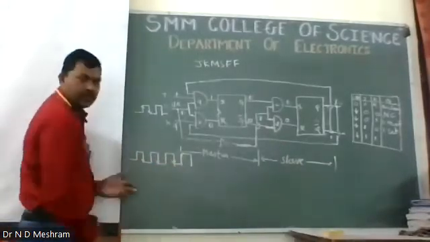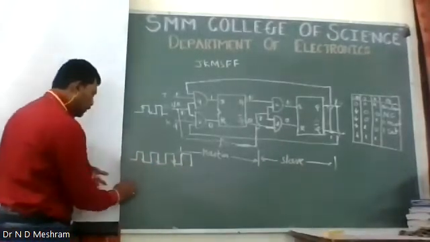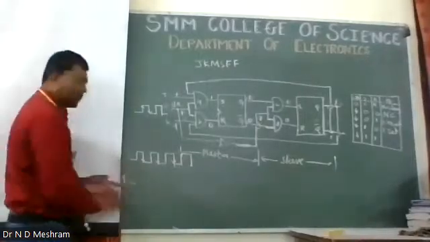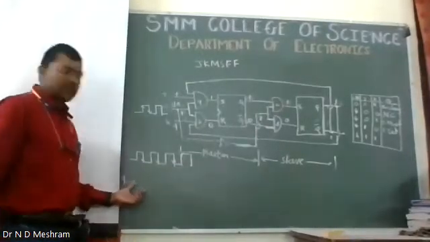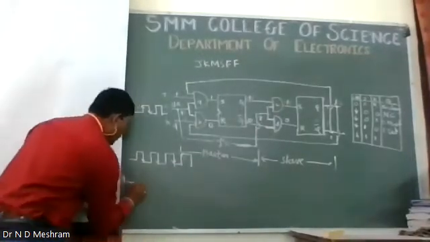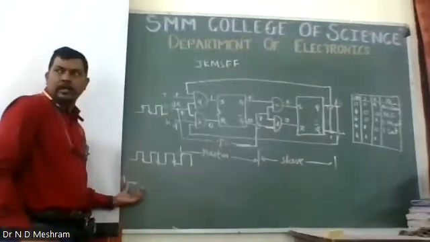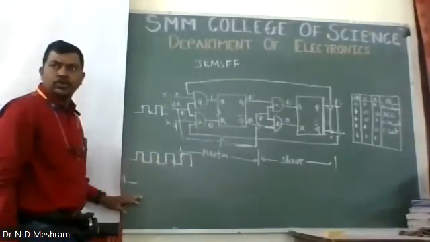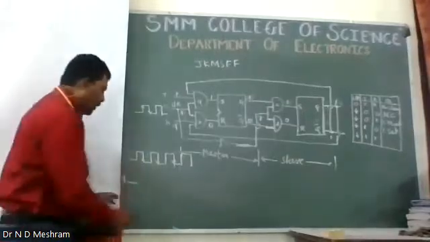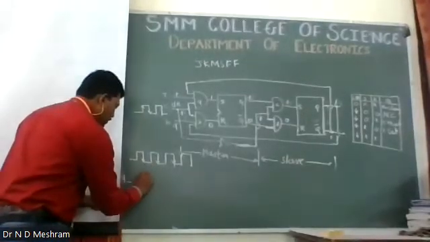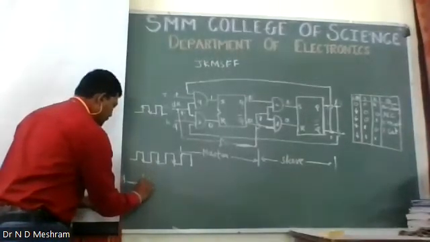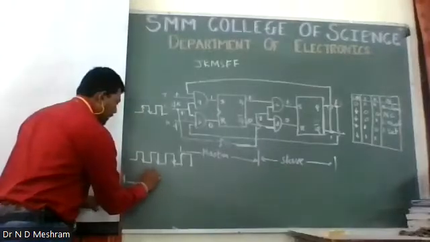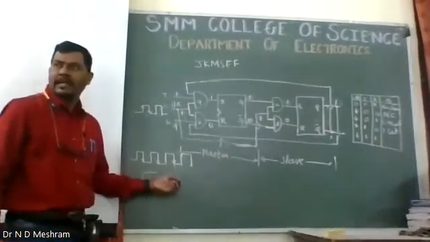If it is visible, these are the negative edges, and if I look at the output, that is Q. If I say that this is equal to 0 at this point, and both J and K are equal to high, then how is it going to switch? It is going to switch. Why? As soon as the negative edge comes, it will become high and it will remain high up to the second negative edge.